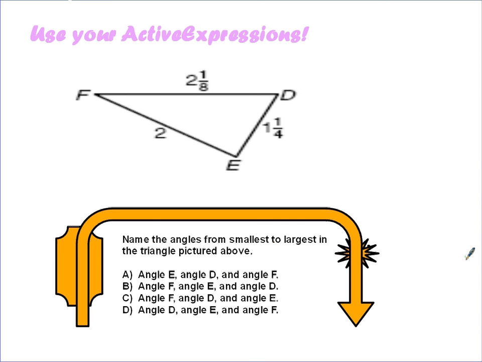Now let's see if we can figure out. Name the angles from smallest to largest. So remember, the longer the side, the larger the angle buddy. So 2 1/8 goes with angle E. All right. And 2 goes with D. And 1 1/4 buddies up with F. Now these here are side lengths, but based on what you know about the side lengths, you can decide what angle is bigger than which one. So you can order, is angle F bigger than D? I don't know. Pause the video and figure that out and write the answer on your note sheet.